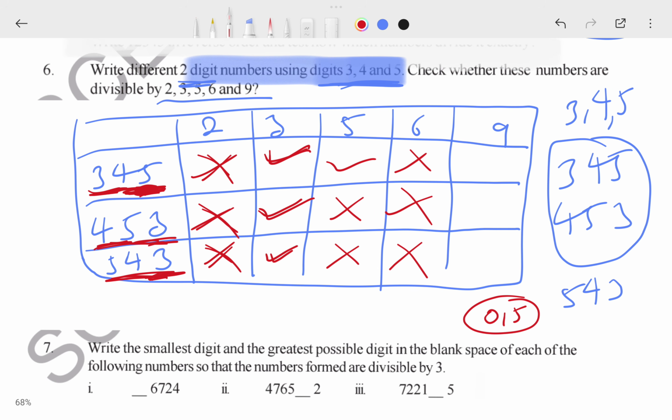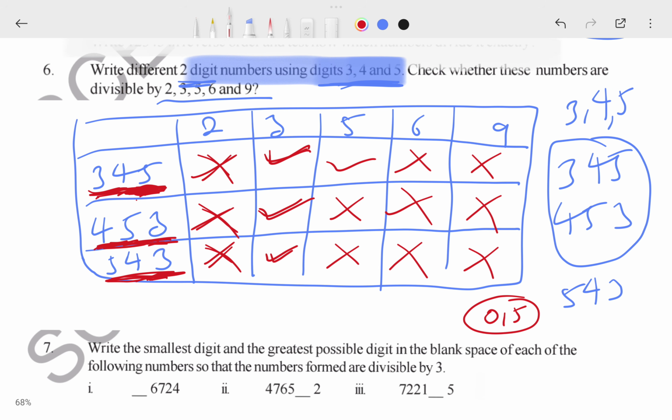Okay, now 9 is there. So how can you check if this is going to be divisible by 9? Add the digits: 3 plus 4, 7, 7 plus 5, 12. If you add to 12, is 12 in the 9 table? Not there. If you add this 4 plus 5, 9, 9 plus 3, 12. Is 12 in the 9 table? No. 5 plus 4, 9, 12. Is 12 in the 9 table? No. Okay, so this is the answer of the sixth question.